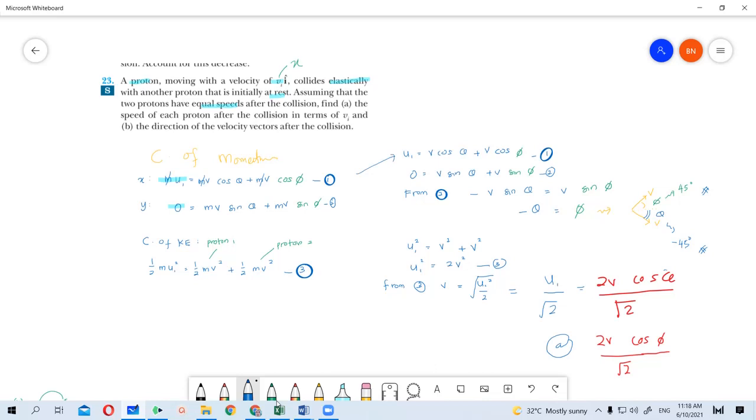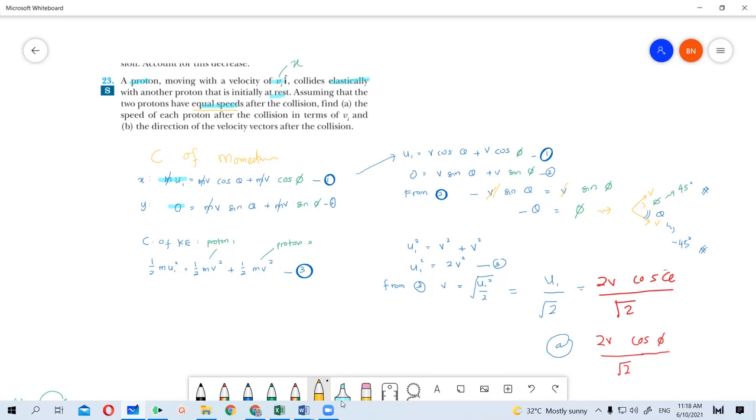u1 is v cos theta plus v cos psi. Now in the y direction, the same happens, so we can simplify. However, notice that when we rearrange the expression, we can cancel off the v. Why? Because they have equal speed, and therefore we arrive at negative sin theta is sin psi.